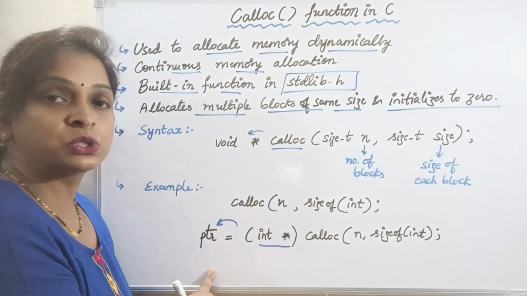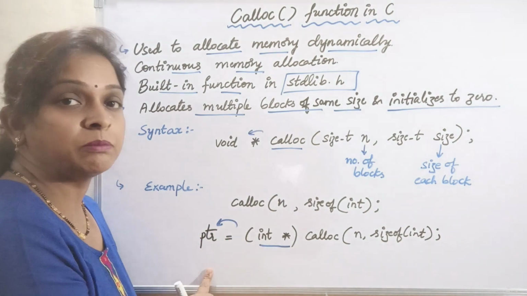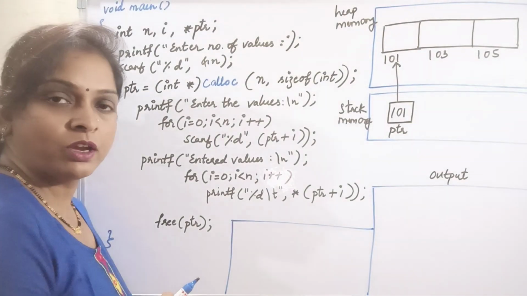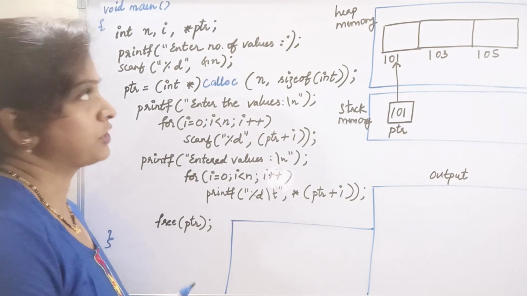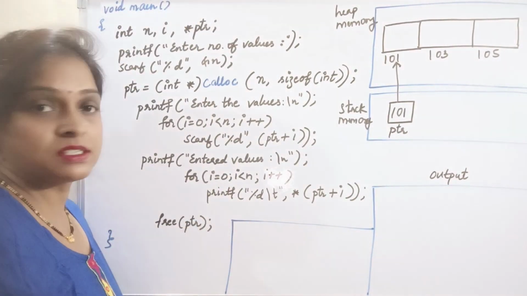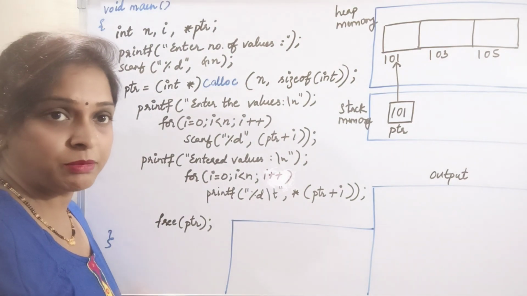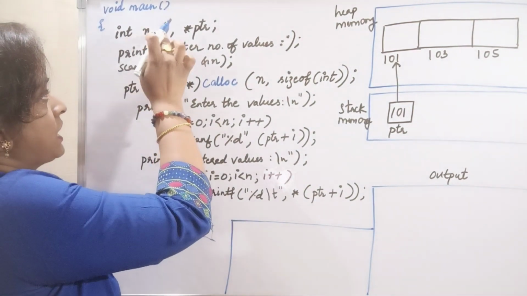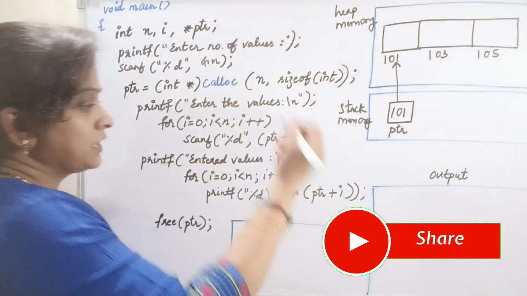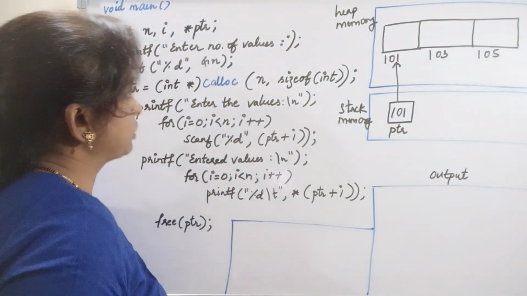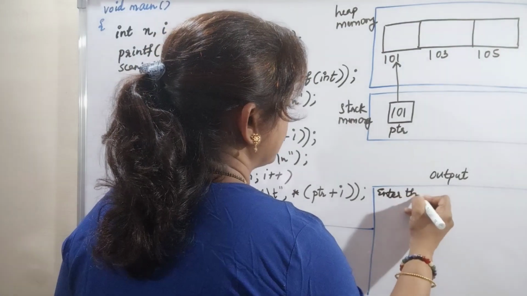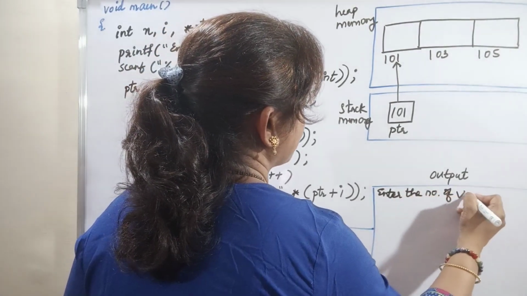How it is going to store the address, how it is going to get the memory allocation, let us understand this with a programming example. So here we go with a complete program to understand the calloc function. So void main, and we need to include the header files, that is stdio.h and stdlib.h. Then we have the variables n, i and the pointer variable asterisk ptr. So in the output, the first message that I'm going to get is, enter the number of values.